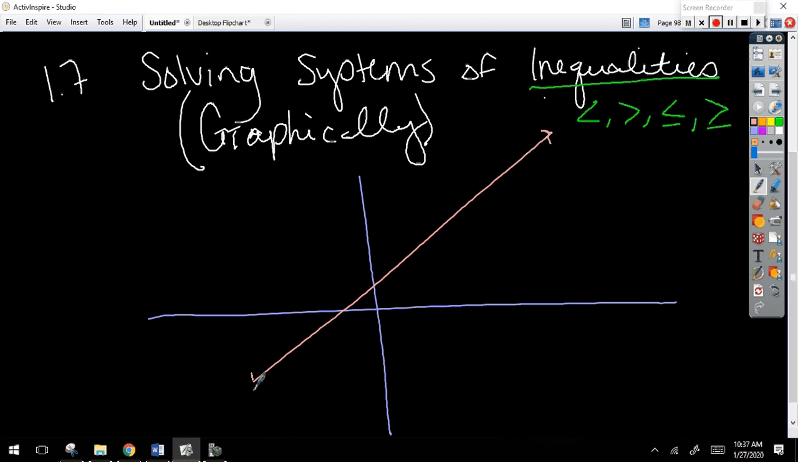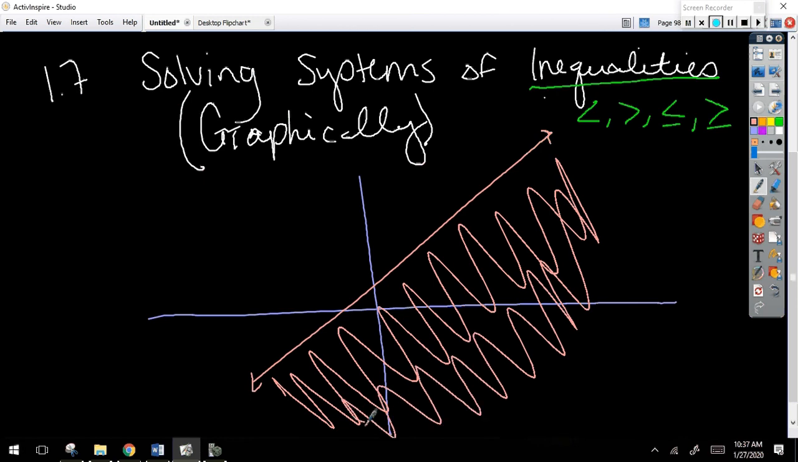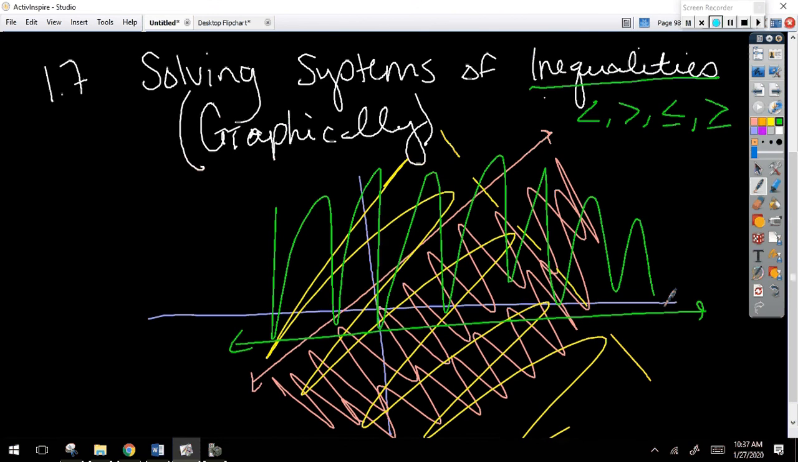maybe a solid line that shades down here. The difference between one inequality and a system of inequalities is that the system is made up of multiple inequalities. So what we're going to do is graph each inequality, and maybe this one comes through like this as a dashed line and shades down, and maybe I have one more that comes as a solid line here and shades up. And so I'm graphing more than one inequality on the same graph.